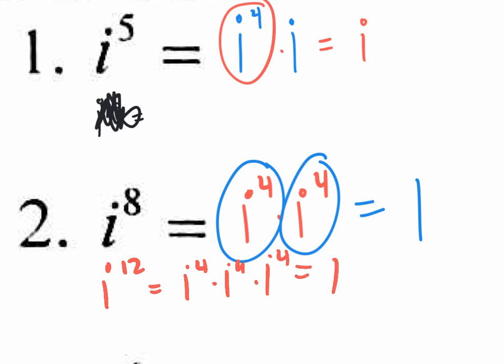Right? What's i to the 20th? It's just 1. What's i to the 24th? 1. What's i to the 40th? 1. You guys see that? So that i to the 4th is beautiful because the answer is just 1. And if the power is divisible by 4, then you know you're going to be able to break it up into i to the 4th times i to the 4th, and it's all going to end up being 1.